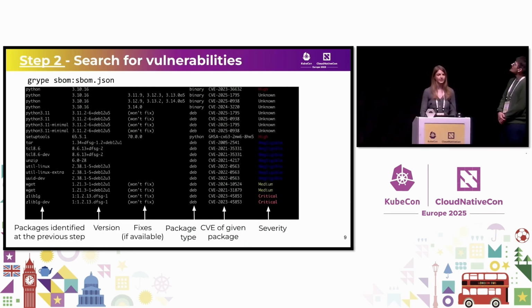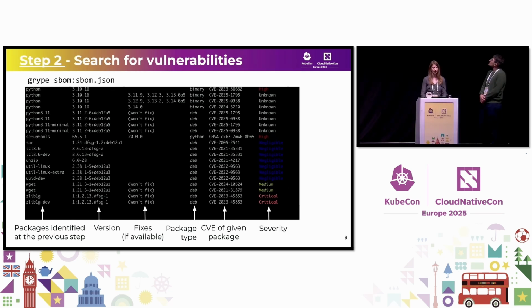The second step is to search for vulnerabilities. Here we use Grype, which is another tool from Anchore, and it will process the SBOM previously generated. On the left, you can see the list of packages that were previously identified with their version and type. For each package, you have one or several vulnerabilities, mostly expressed as CVEs with their severity and fixes, if possible, to upgrade to a newer version.